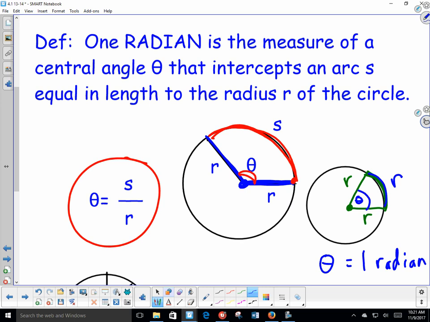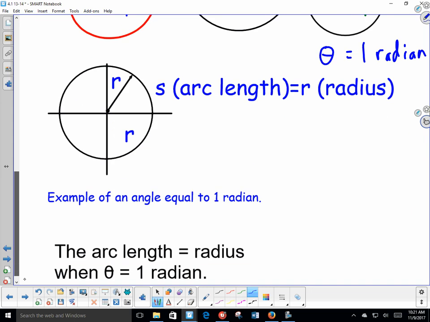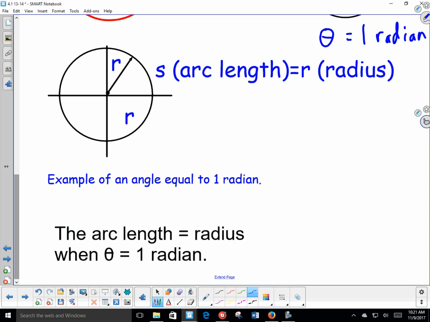A 1 radian angle would be if the arc length is equal to the radius. What if S here was 2R? That's R here, that's R here. Then this would be 2 radians long. Again, I'm trying to do my fastest 2-minute recap.